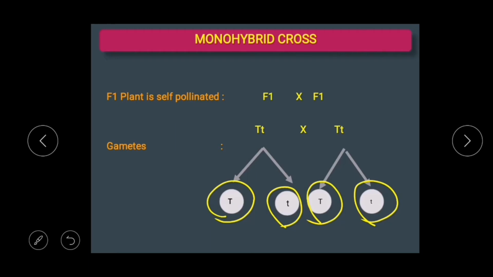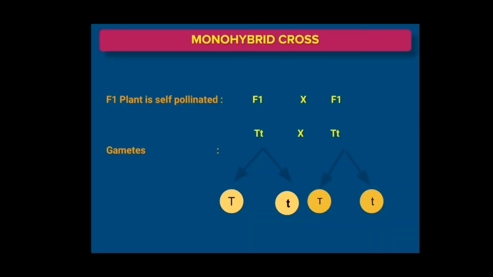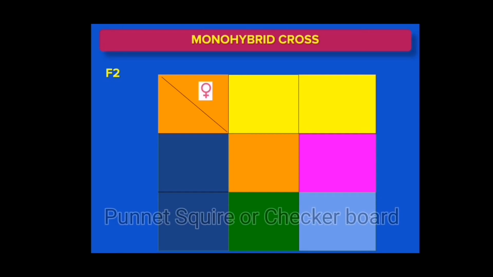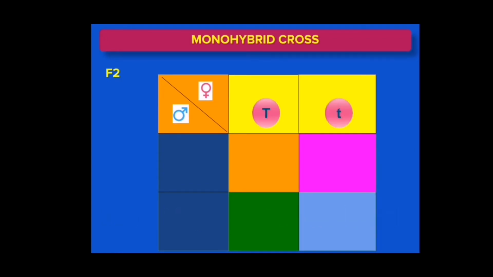In the second filial generation, you have to represent in a table. That table is called checkerboard or Punnett square, like this. This table is called Punnett square or checkerboard. Here first we represent female, then you represent male. Then gamete should be written like this, capital T, then small t. Here again capital T and small t. Okay, then let us find out what are the F2 progeny.